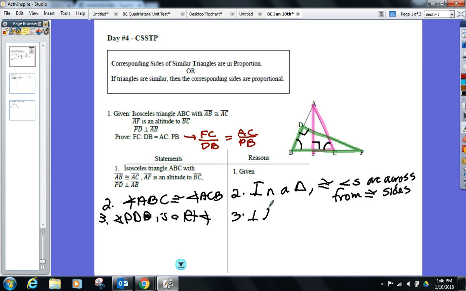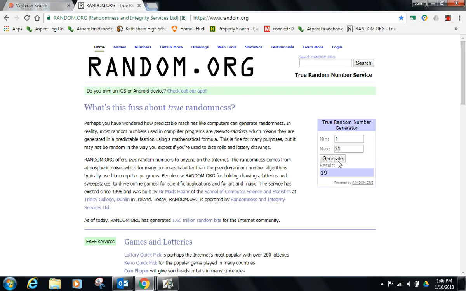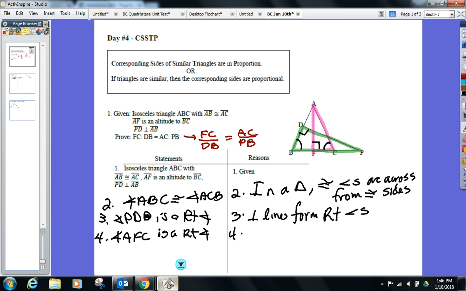Thank you. And the other one, AFC. Different reason why that one's a right angle. Why is AFC going to be a right angle? Let's roll. 19. Definition of an altitude. Thank you, Ryan.